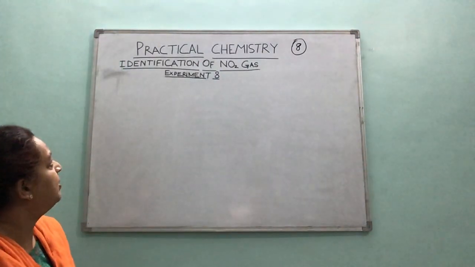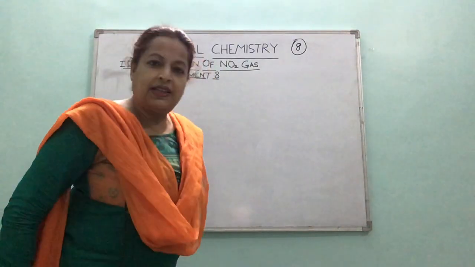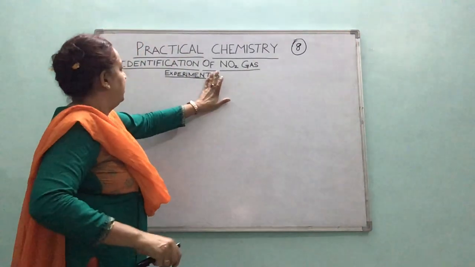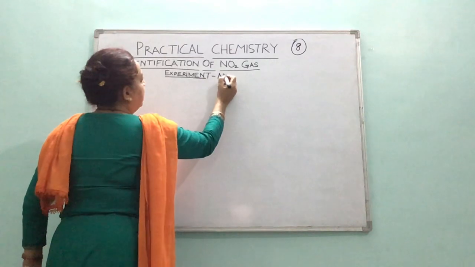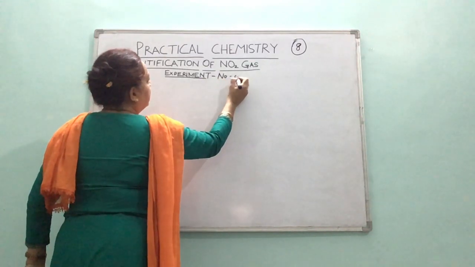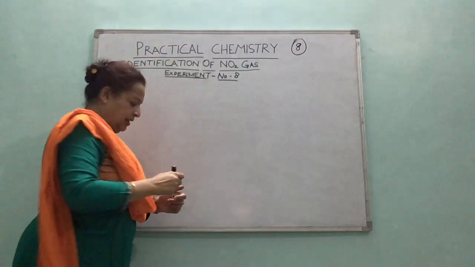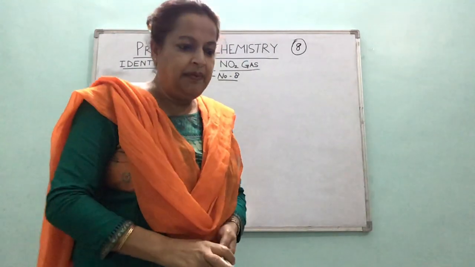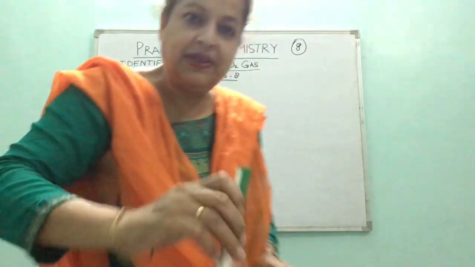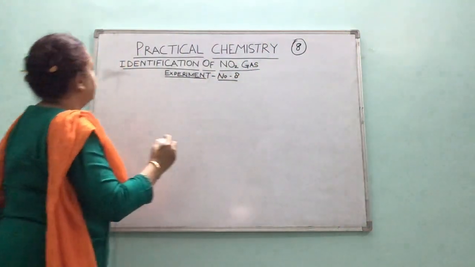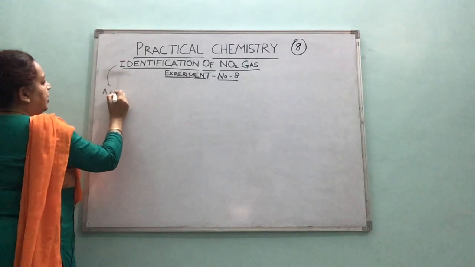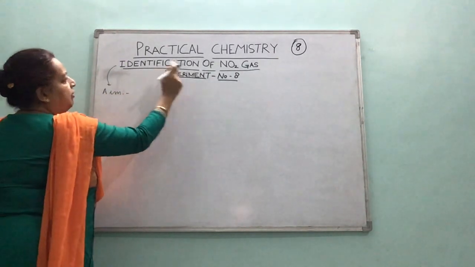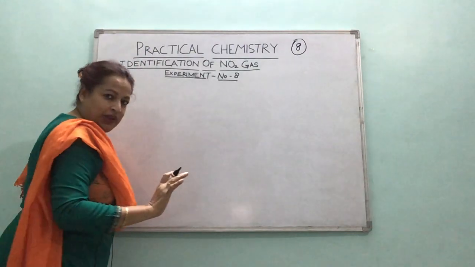So this is experiment number 8. Write the number over here, 8. Okay. And then aim. What is the aim? Aim is identification of NO2 gas. So this is the aim only, children. So for the aim, you will write identification of NO2 gas. I am not copying it again.